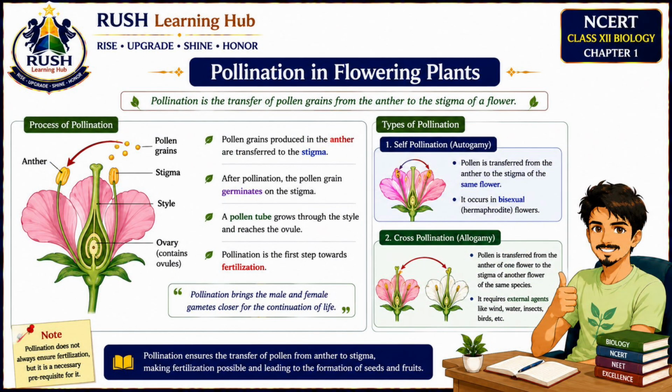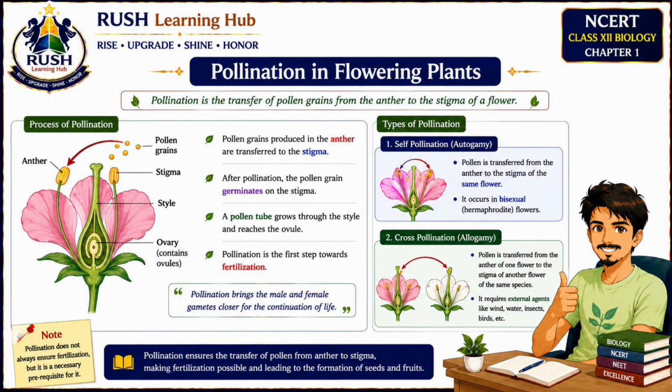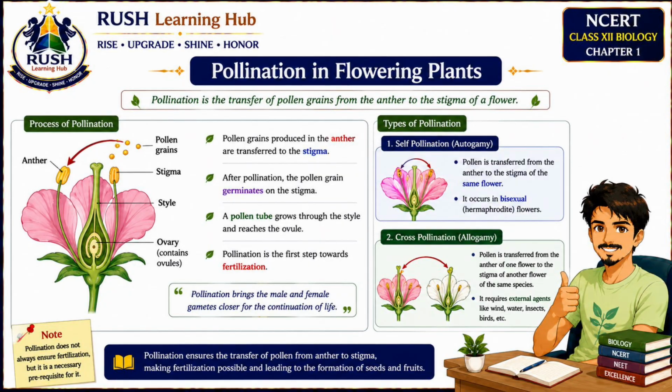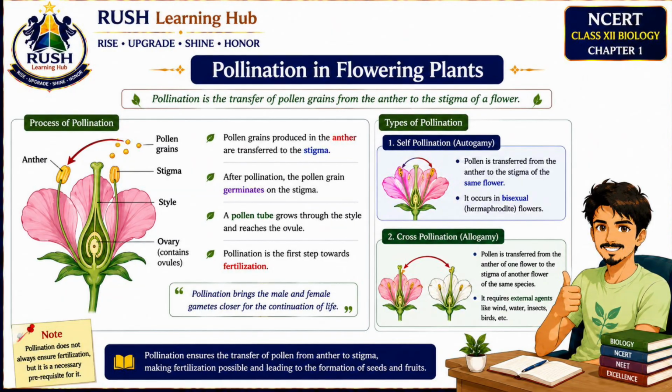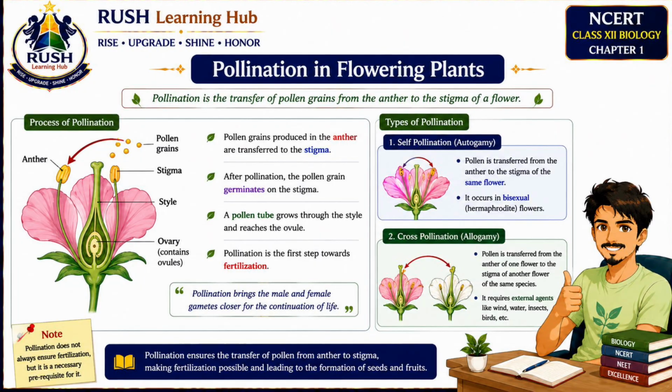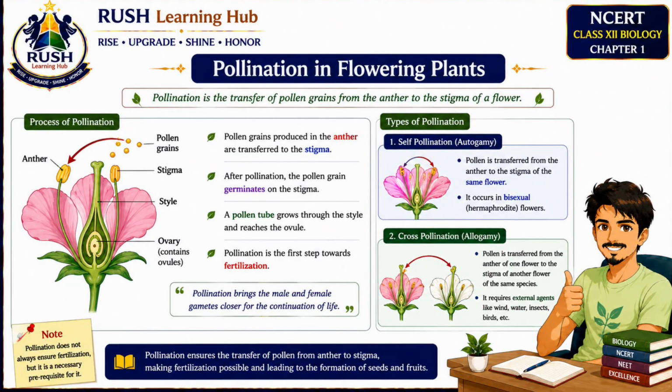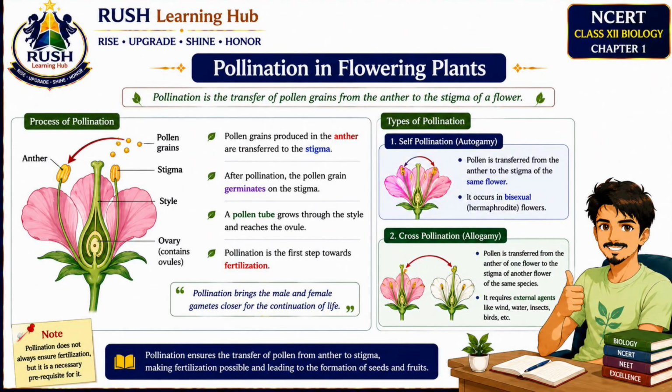Now let us understand pollination, an important pre-fertilization event in flowering plants. Pollination is defined as the transfer of pollen grains from the anther to the stigma of a flower. It is an essential step because it enables the male gametes present inside the pollen grain to reach the female reproductive structure. After reaching a compatible stigma, the pollen grain absorbs moisture and germinates to form a pollen tube. This pollen tube grows through the style and carries the male gametes towards the ovule, where fertilization takes place.